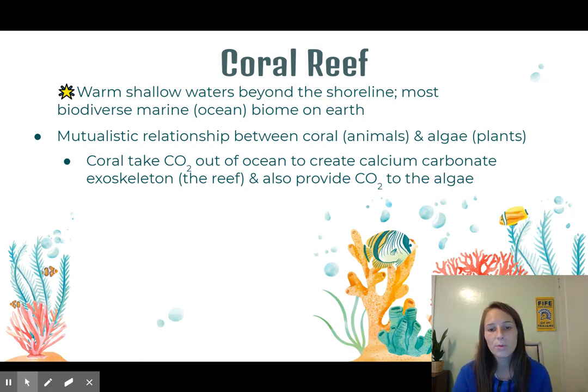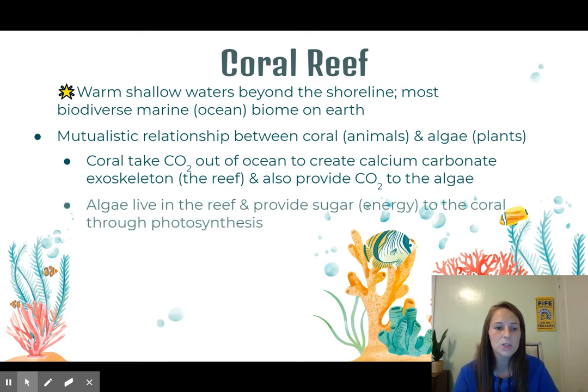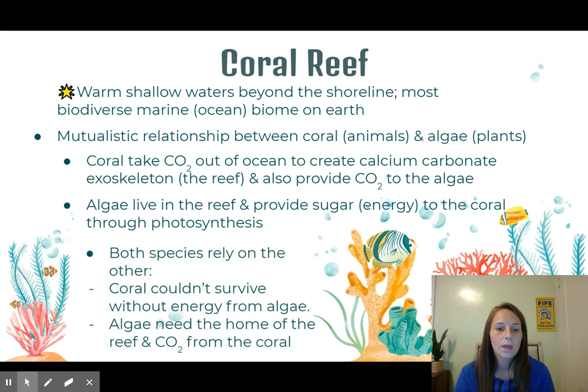And then it also provides carbon dioxide to the algae through breathing out from cellular respiration. Now, algae live in this coral, and they provide sugar to the coral through photosynthesis. So algae are like plants, so they do photosynthesis, they create sugar, and the coral animal can use that sugar for food to have energy. Now, both species rely on the other one. This is why it's a mutualistic relationship.